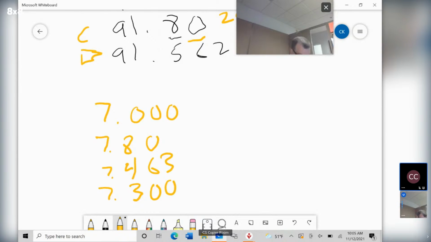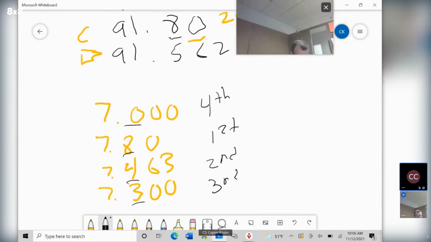So what we know here, what number in the tenths place, because the ones place are all 7s, so that's not going to give us the largest number. So we're going to have to look at what number in the tenths place right here would be the biggest. So this one would be the first because it's 7.8. This is 7.4, so that would be second. This would be 7.3, well, that would be third. And 7.0 would be the smallest, so that would be the fourth largest.